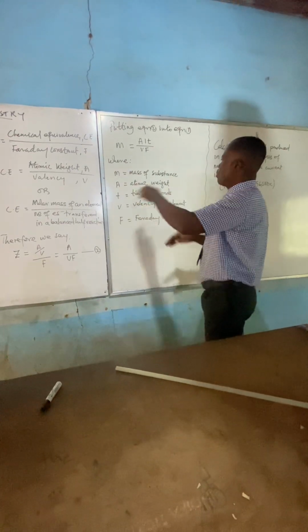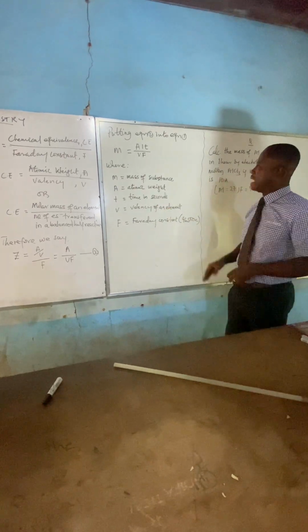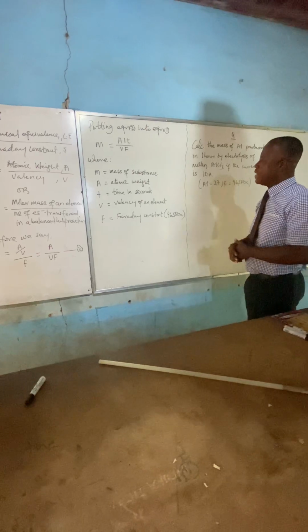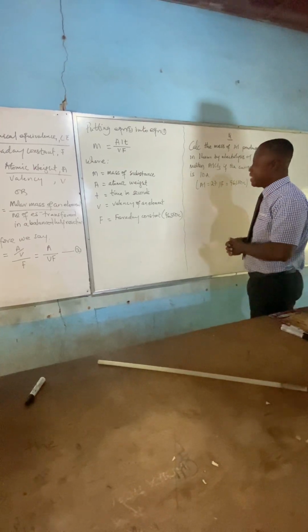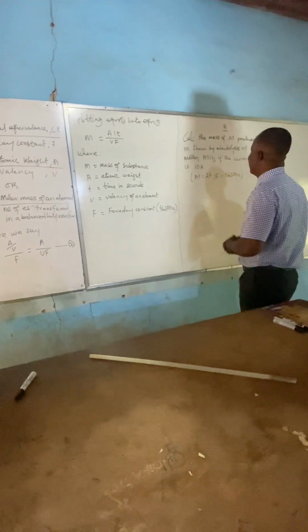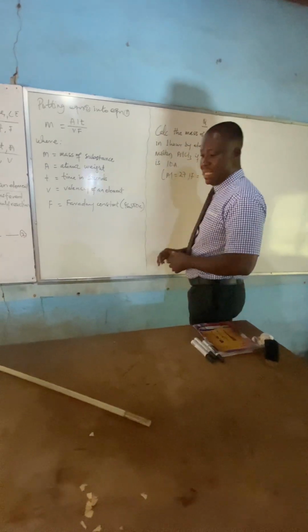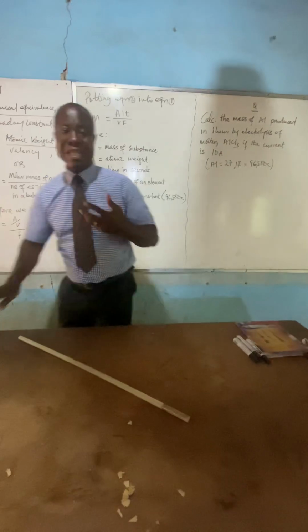So where M equals the mass of the substance, A equals the atomic weight, T equals time in seconds, V equals the valency of the element, and F is the Faraday's constant. Let us solve this as an example to determine the mass of a substance.